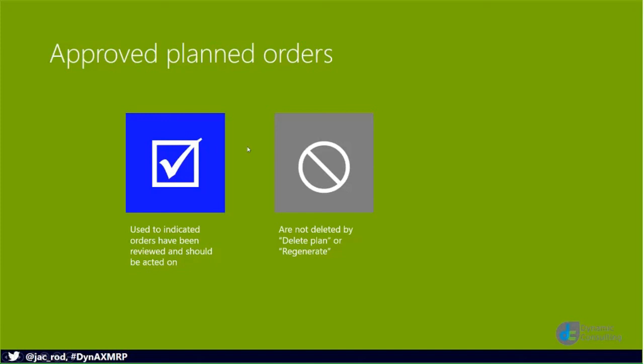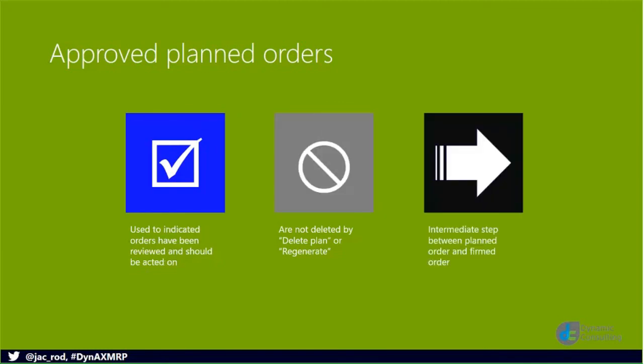It's very frustrating. So to get around that, you can approve the planned order, so then the regeneration runs at night, it leaves those ones alone and doesn't touch them. Now, you might get an action message on them that says, oh, by the way, there's new demand, you should increase this order or something like that, but it doesn't actually delete the order, and it stays in that approved status for you. Again, it's an intermediate step between the planned order and the firmed order.